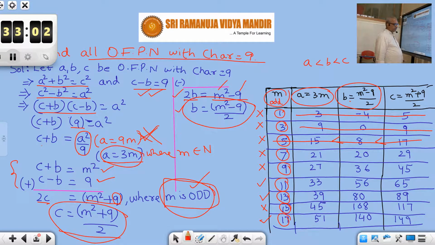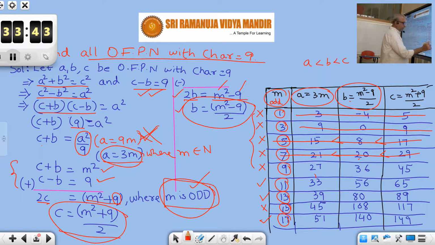So, next. (21, 20, 29). So, here also these are not allowed because A less than B less than C. 21 less than 20. That is not correct, is it not? So, that is why these are also not allowed. Next, why the next ones are not allowed? I have put cross marks on the left side. You see, they are not allowed. They are not correct OFPN.